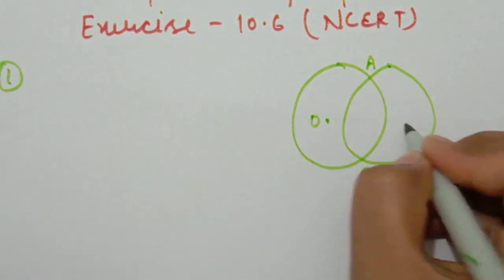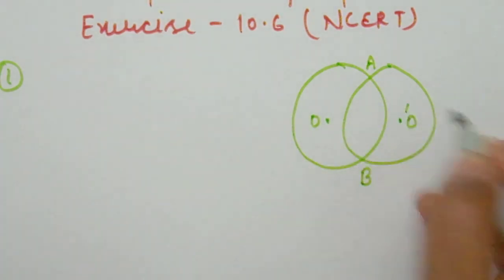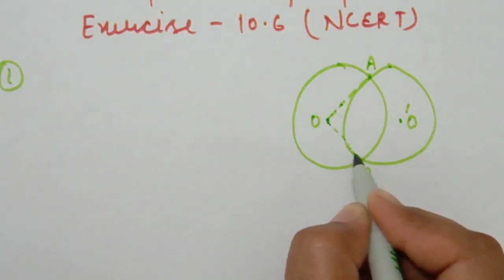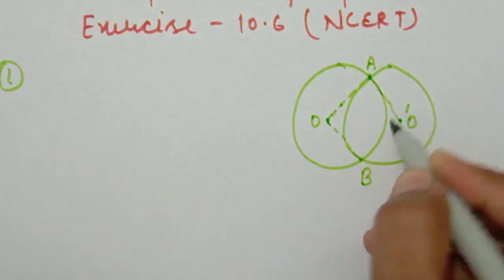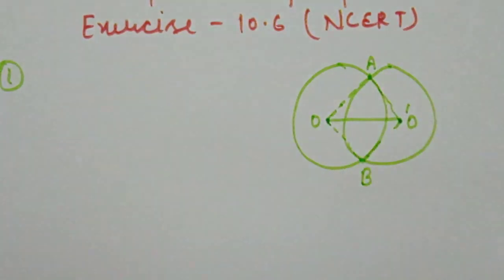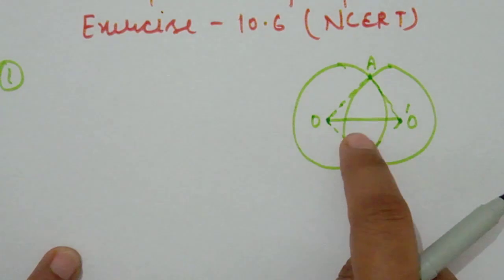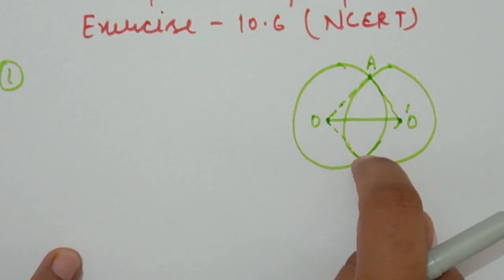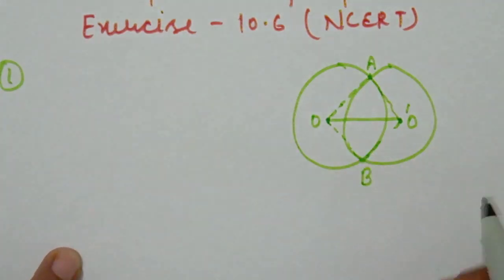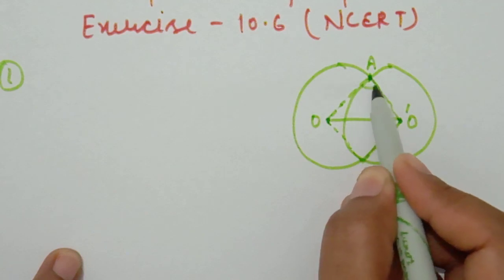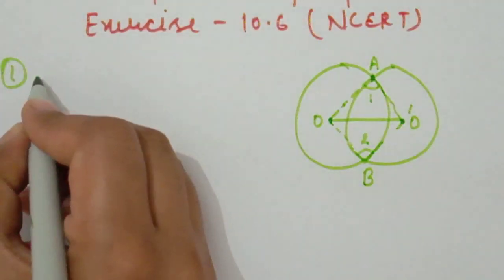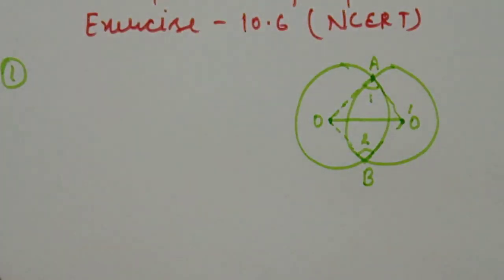This is the radius of this circle. This is the center of this circle, and this is the center of this circle. We will join these center points to the points of intersection on both sides and join both the centers. According to the question, we have to prove that the line of centers of two intersecting circles subtends equal angles at the 2 points of intersection. It means we have to prove that angle 1 and angle 2 are equal to each other. So we will start our question with the proper information.